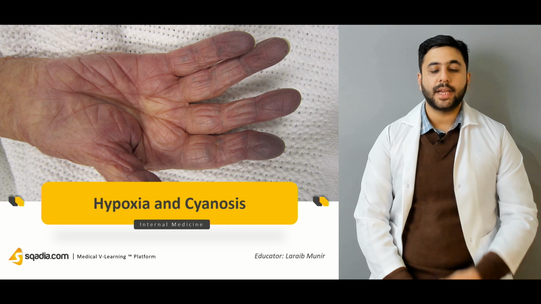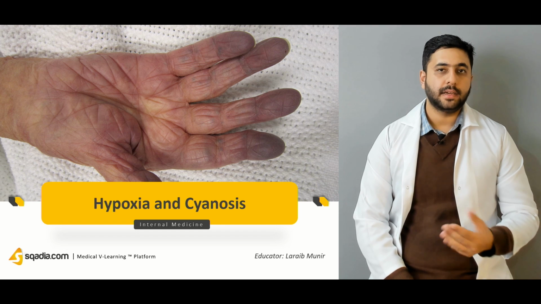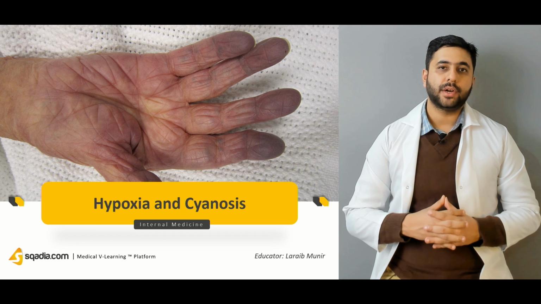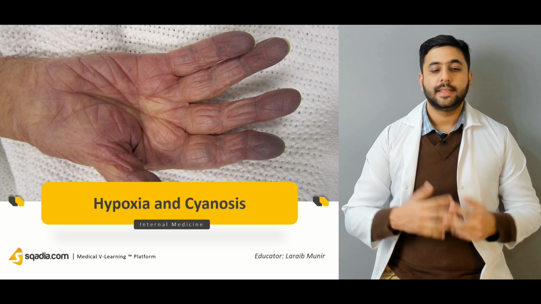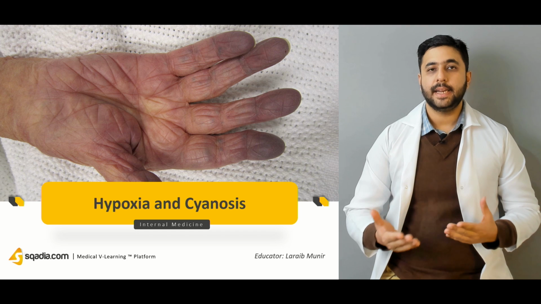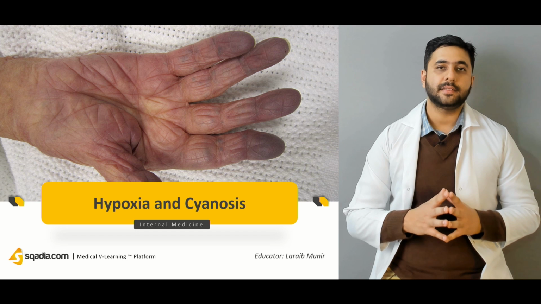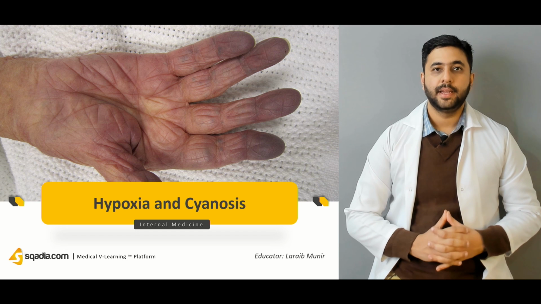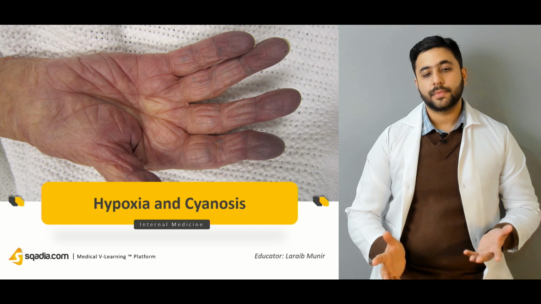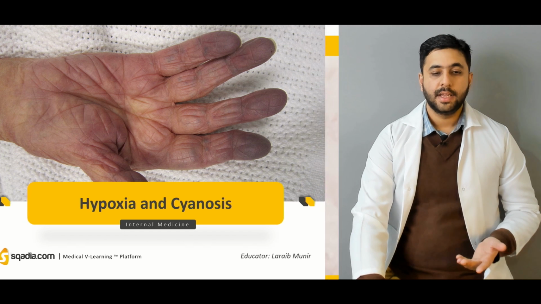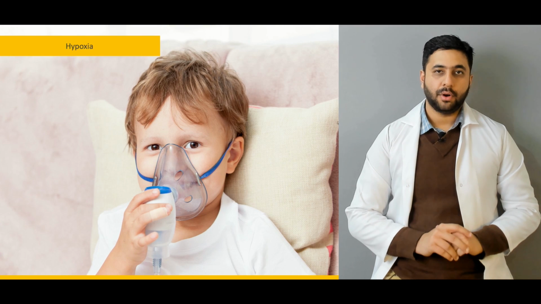Now, what happens if any one of these players gets disturbed? That leads to inadequate oxygenation of the tissues, a condition which is clinically defined by the term hypoxia. Hypoxia is defined as inadequate oxygenation of the body. Our basic topic of discussion today is hypoxia and cyanosis. We're going to start off with the discussion of hypoxia.